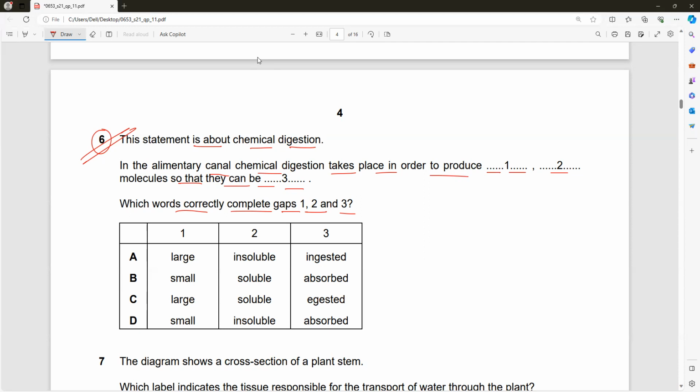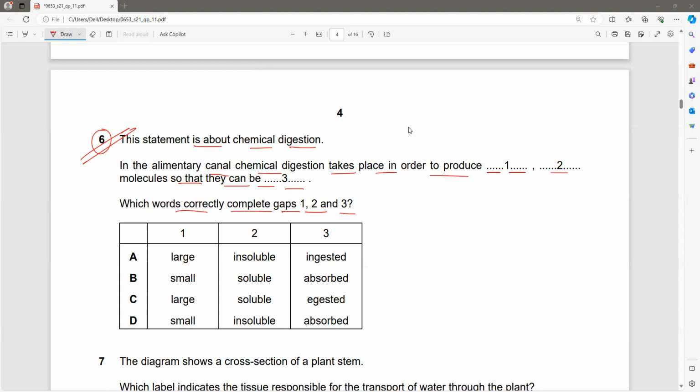In the alimentary canal, chemical digestion takes place in order to produce what? A, first. All of you? Chemical digestion. Who will produce, guys, chemical digestion? Nobody? What is the purpose of chemical digestion?